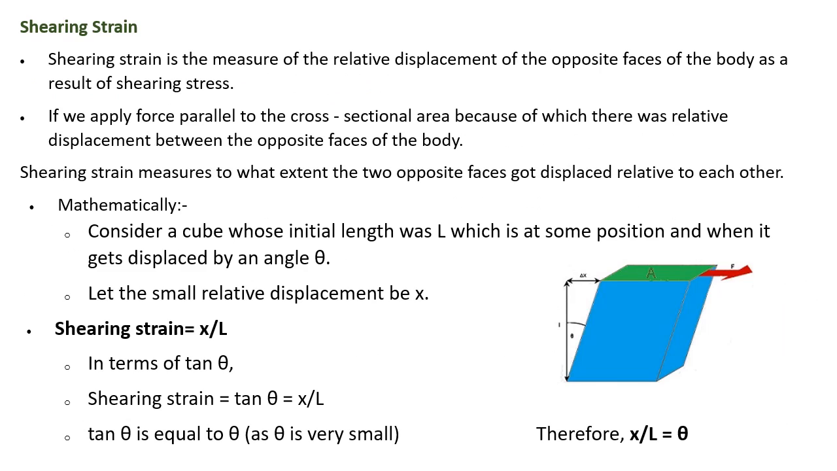Shearing strain is a measure of the relative displacement of two opposite faces of the body as a result of shearing stress. Mathematically, shearing strain is equal to tangent of theta, and theta is shown in the figure. It is the relative displacement between two parallel planes divided by the distance between the parallel planes.